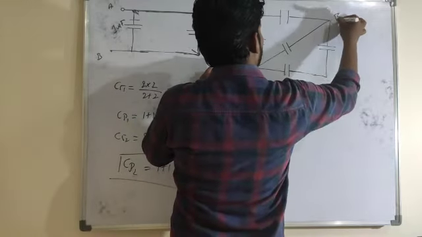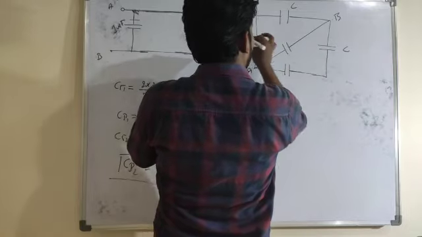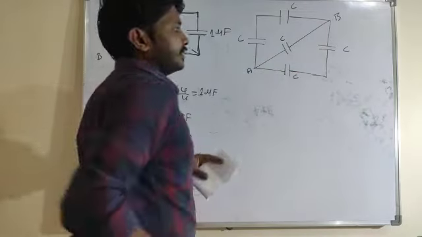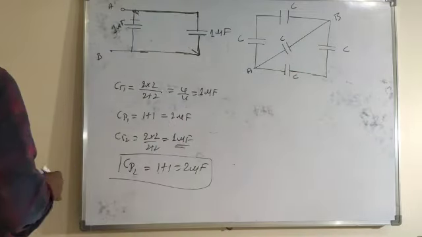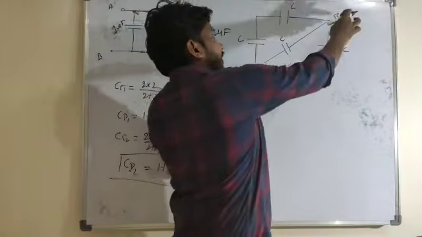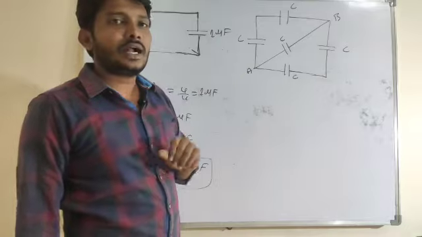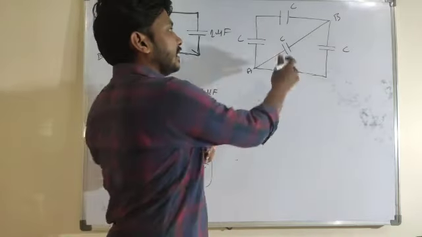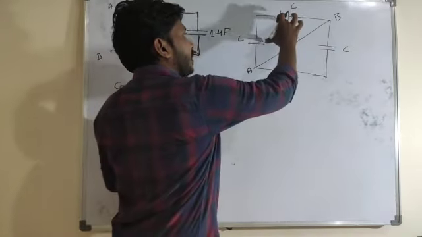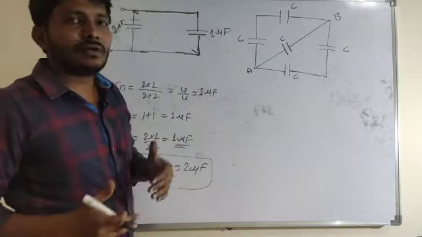So between the points A and B, I want to find the effective capacitance. Each capacitance value, let it be C here. In order to find that effective capacitance, already one capacitance C is there, so the remaining four capacitances I want to simplify here.